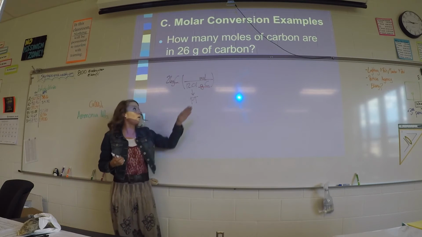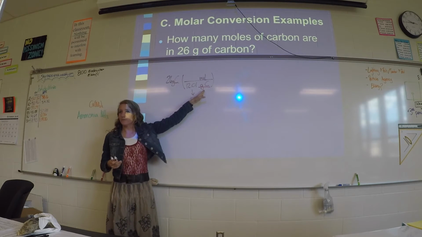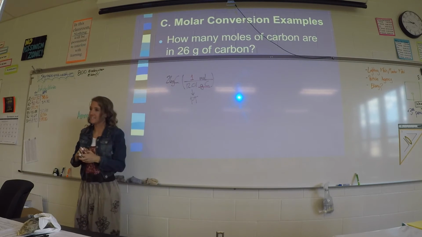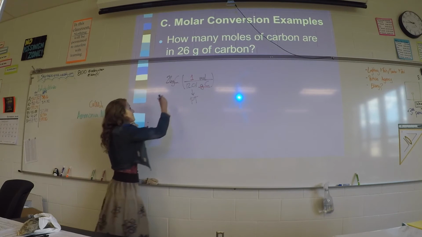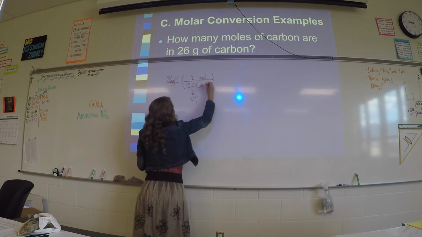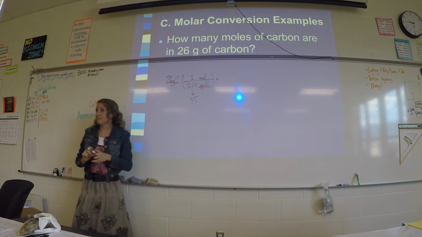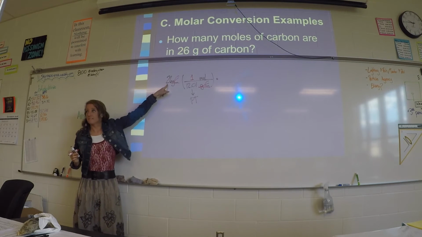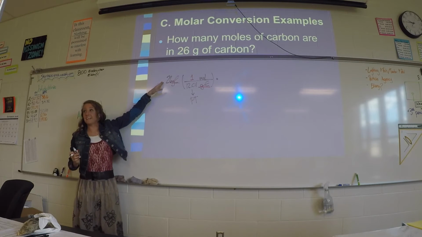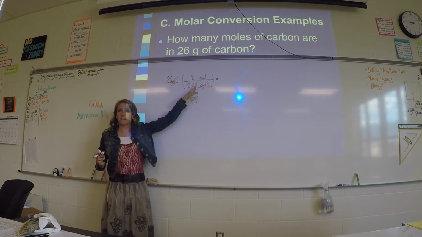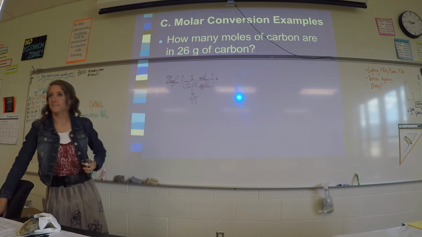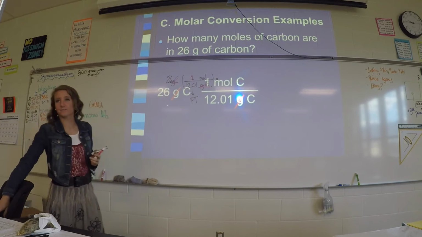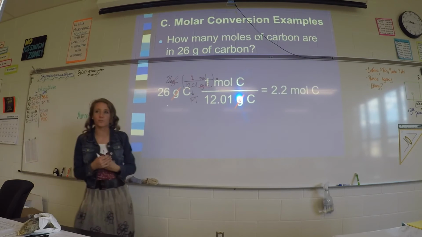And how many moles is this equal to? 1. Just 1. Because that's what it means by molar mass. Then, since it's on the bottom, what do I do mathematically? Divide. So 26 divided by 12.01 because it's on the bottom. And after sig figs, we get an answer of 2.2 moles.